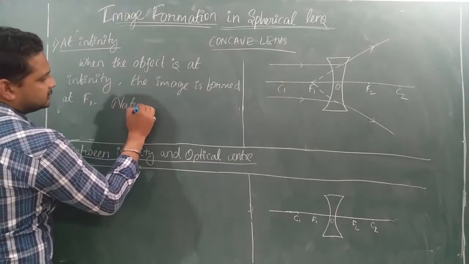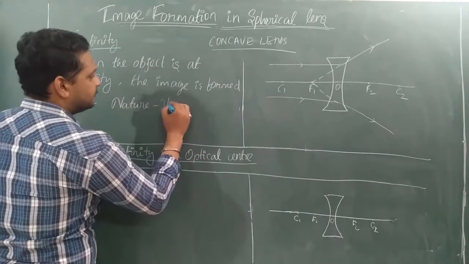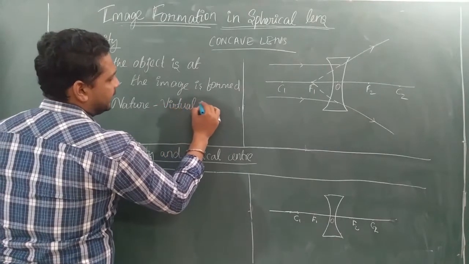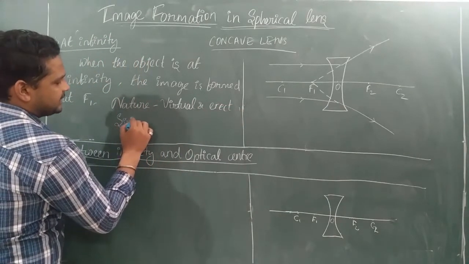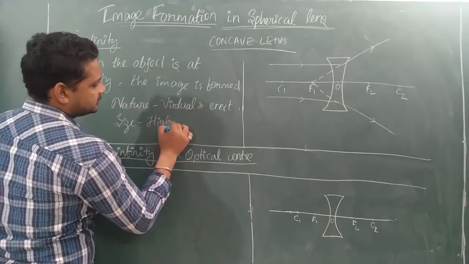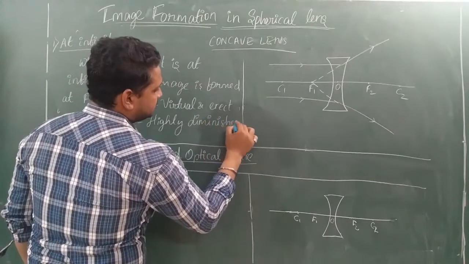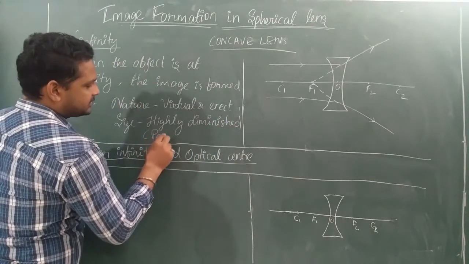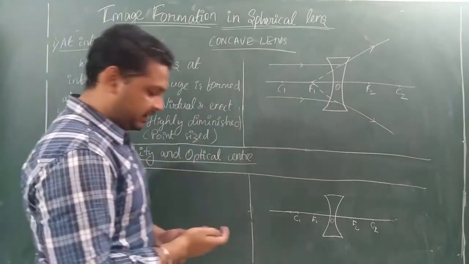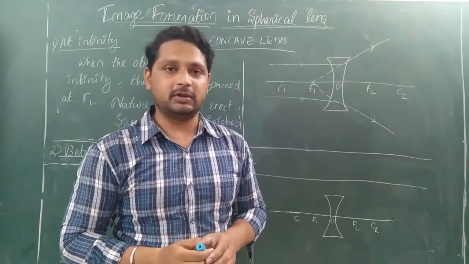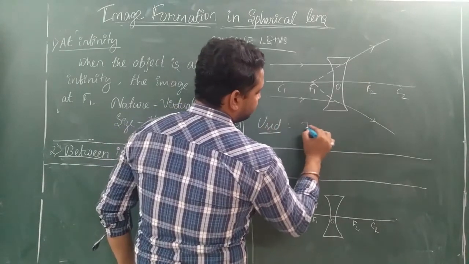Nature: since the image is formed on the same side as that of the object, it is virtual and erect. Size: as you can see, it is highly diminished, or you can say point sized. Now, where is this concept, this principle, used? It is used in flashlights.